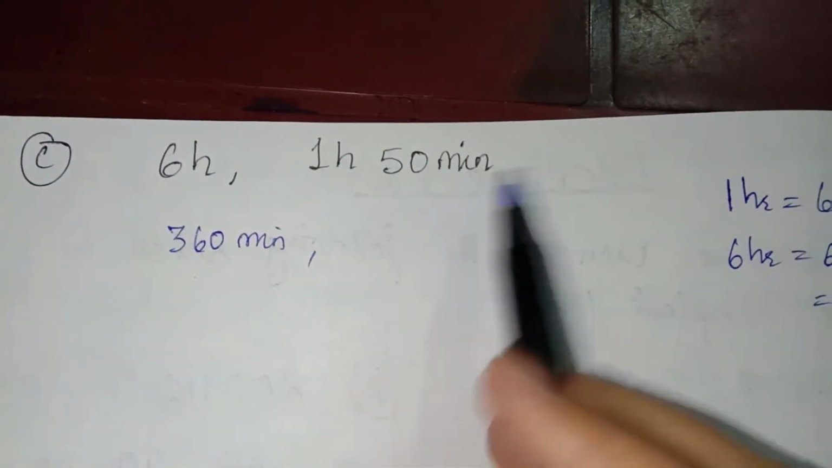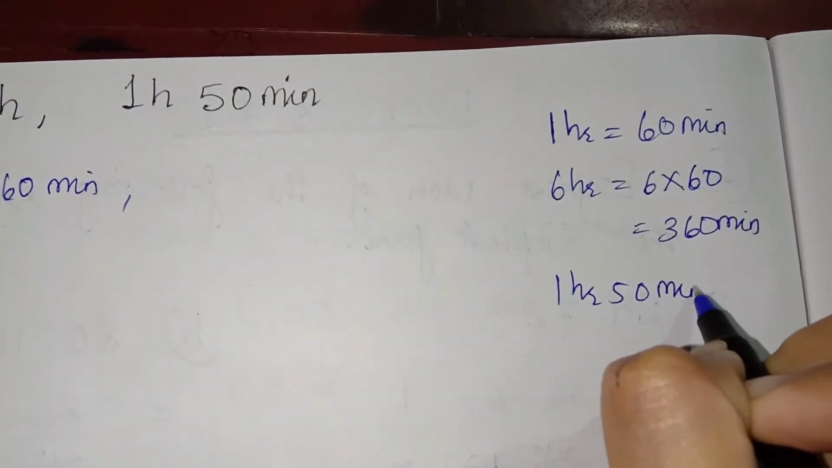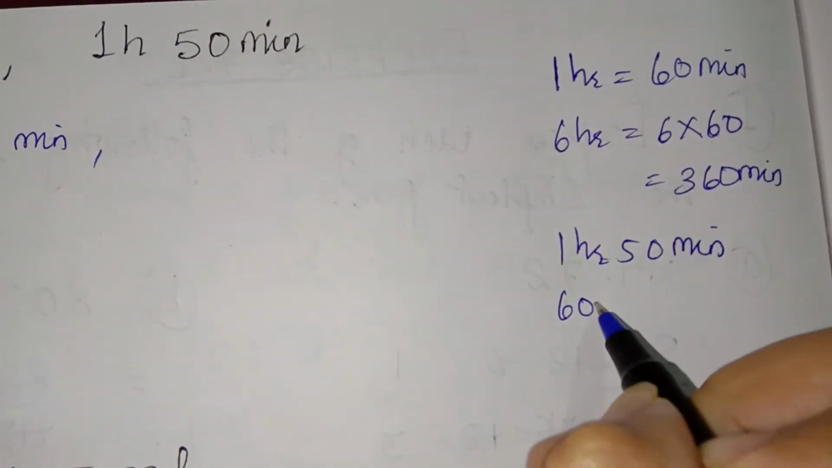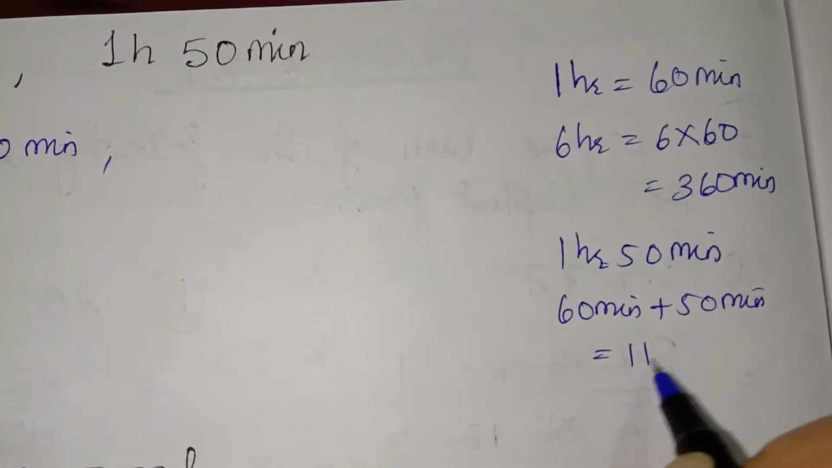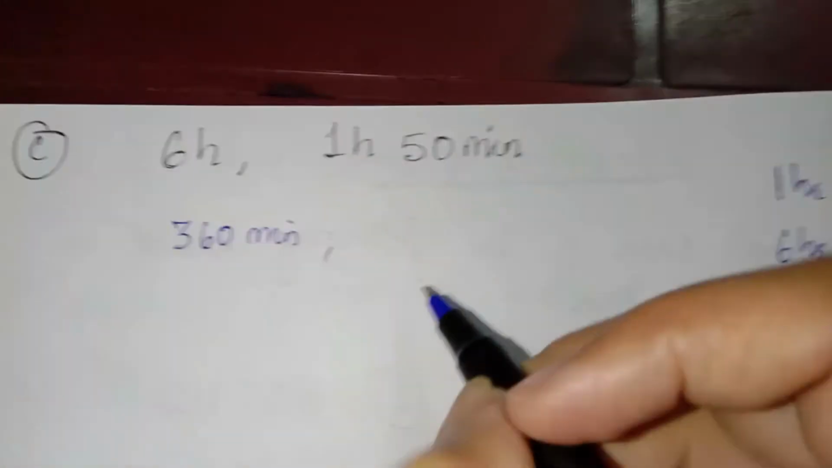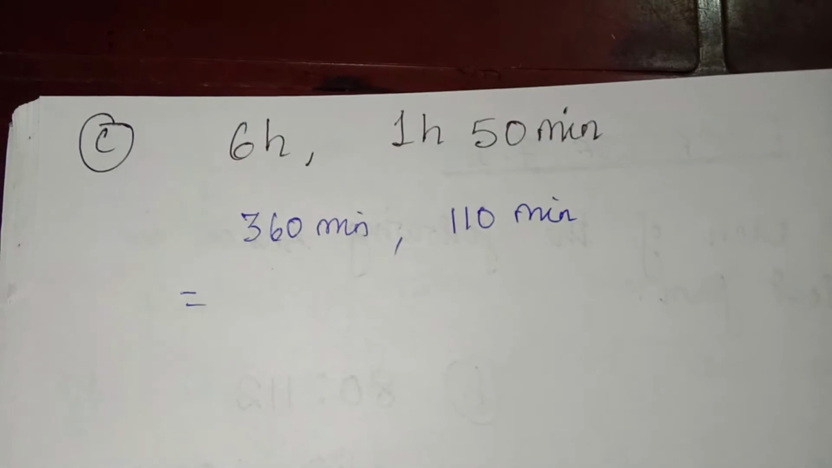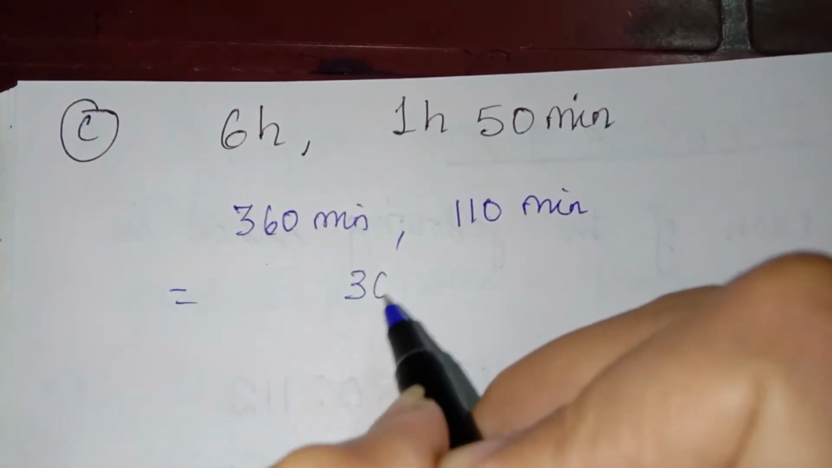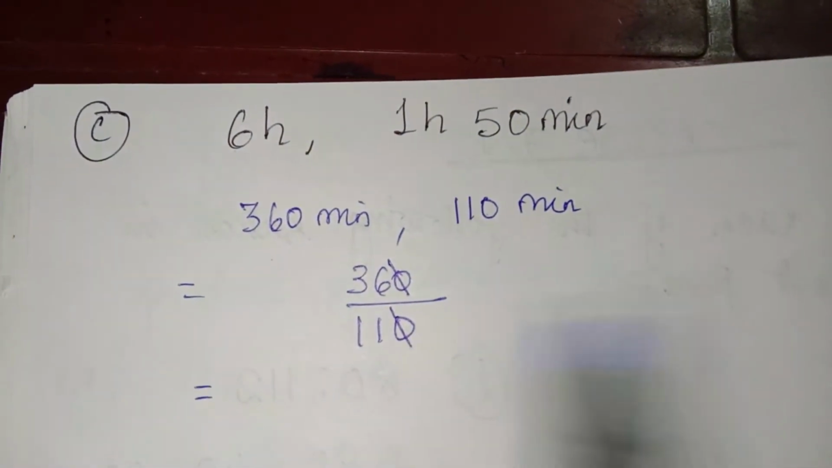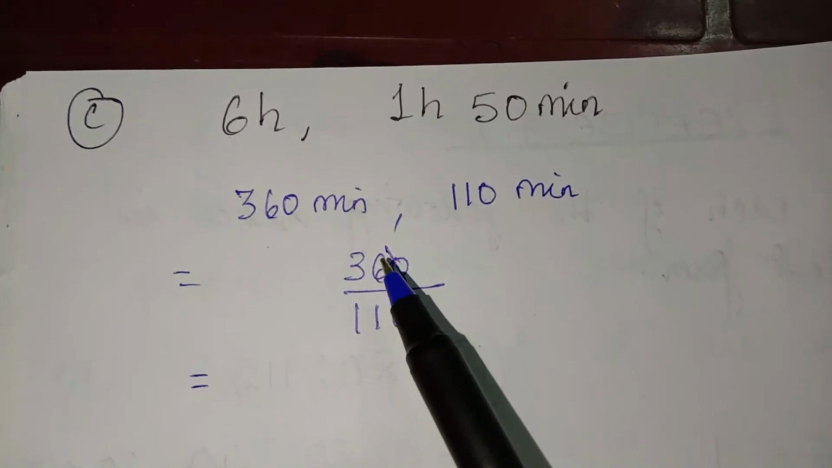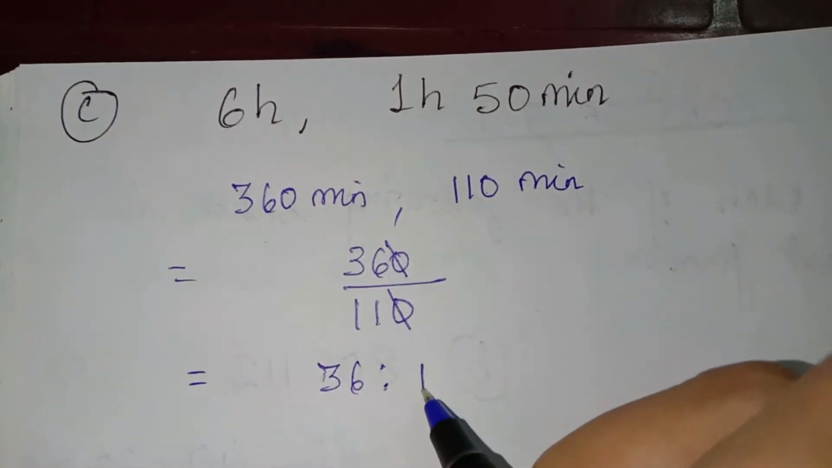And here is 1 hour and 50 minutes. We have to convert into minute. 1 hour is 60 minutes. 60 minutes plus 50 minutes is 110 minutes. So both are minutes. Now we can write in ratio 360 by 110. 0 0 cancel. Now since 11 is a prime number, it cannot cancel with 36 also. So 36:11 is the answer.